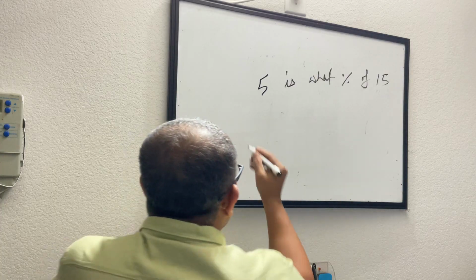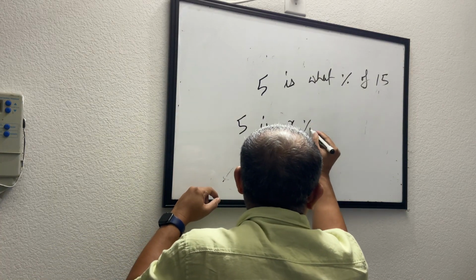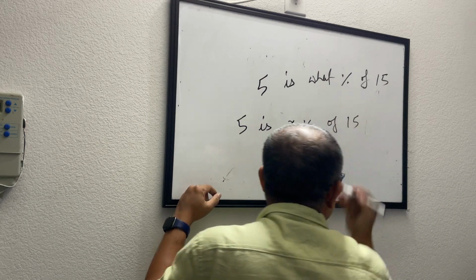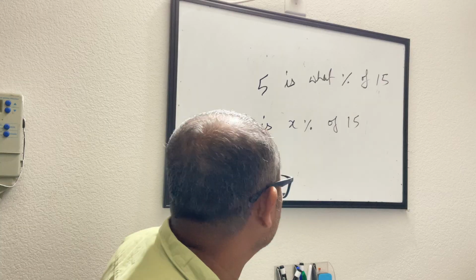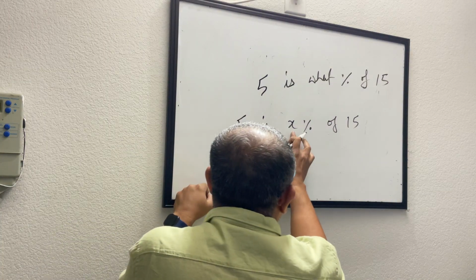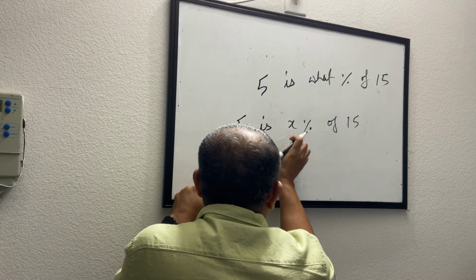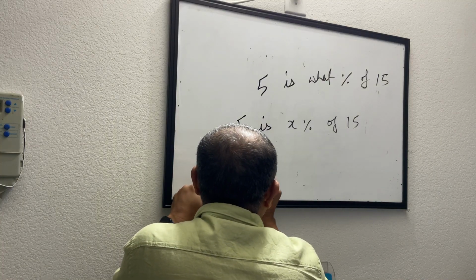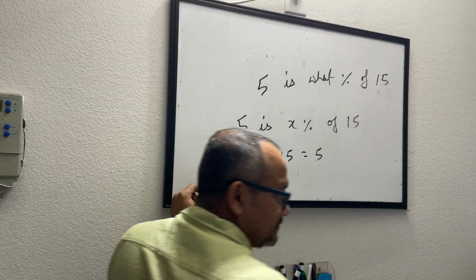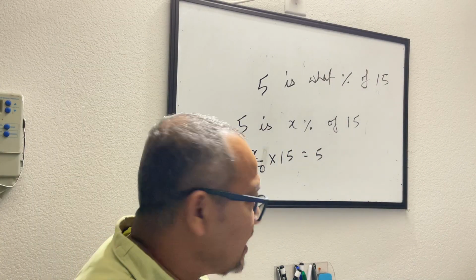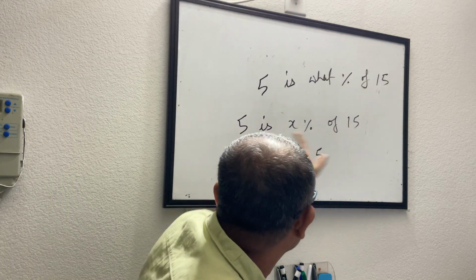So, let's say 5 is X% of 15. Is that okay? Something that I don't know, I'll give it a name X. So 5 is X% of 15. That means X% of 15 is equal to 5. 5 is X% of 15. So X% of 15 is 5. Same thing.